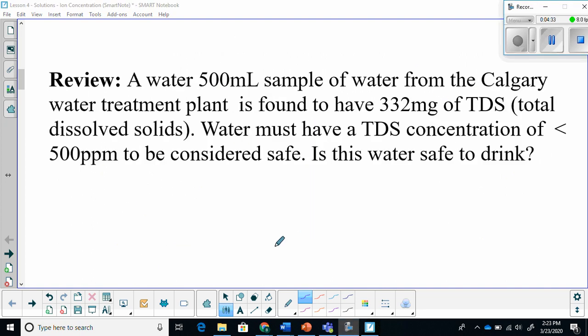Okay, next example, again, you can pause and then we can join in going through the answer together. A 500 milliliter sample from the Calgary water treatment plant is found to have 332 milligrams of TDS, which stands for total dissolved solids. Water must have a TDS concentration of less than 500 ppm to be considered safe, okay? So we're comparing a number here. We're comparing the information that they've given us about our water sample.